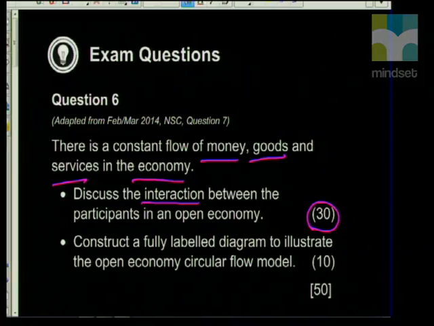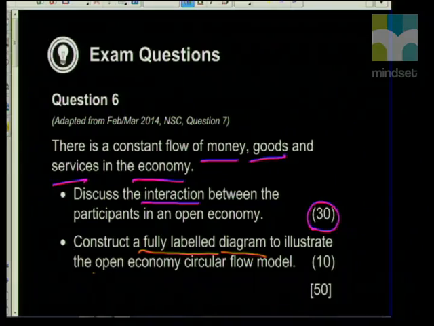And then we are also able to discuss or construct a fully labeled diagram to illustrate an open economy circular flow. You need to draw a fully labeled diagram which will illustrate an open economy circular flow model. Remember, if you know macroeconomics, that's where we start: circular flow, right? We will try by all means to go through this step by step so that we are in a position to confront this head on when we get a question like that.